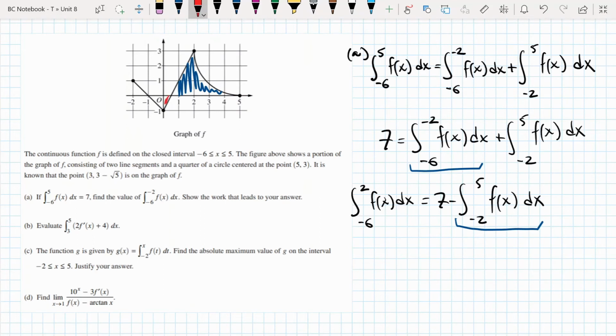This region in red and then this region over here in red will also cancel with each other. And so really what we're looking for is just the area in blue. Okay, so we want this area. Okay, we're going to do a little bit of geometry here.